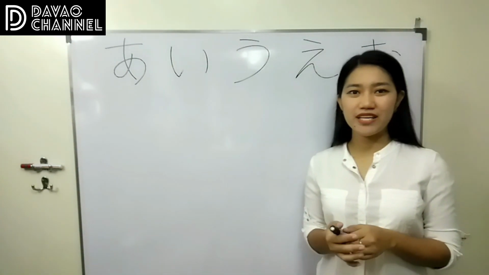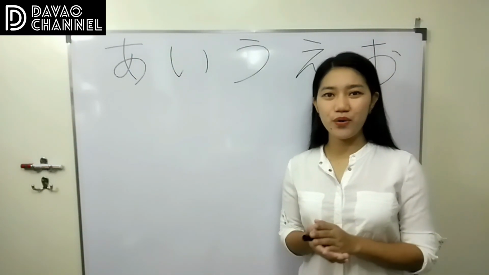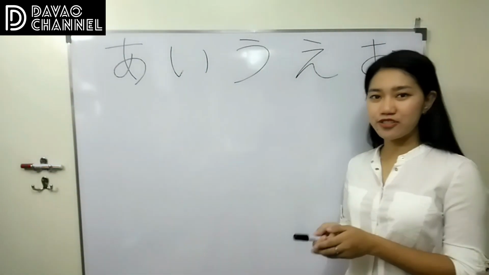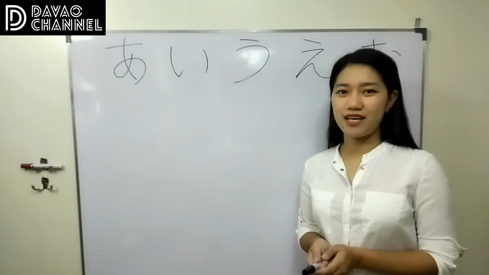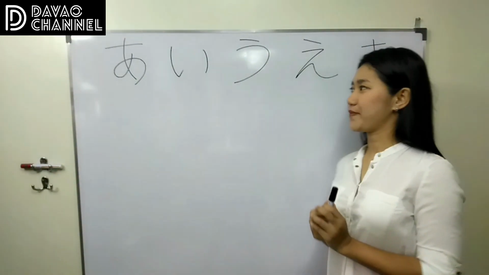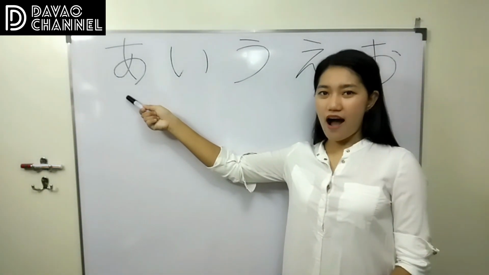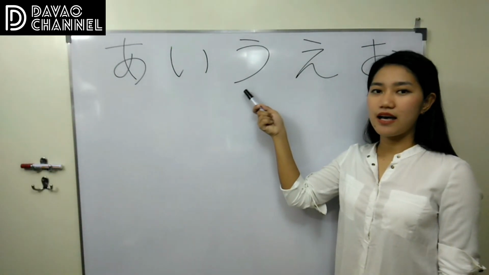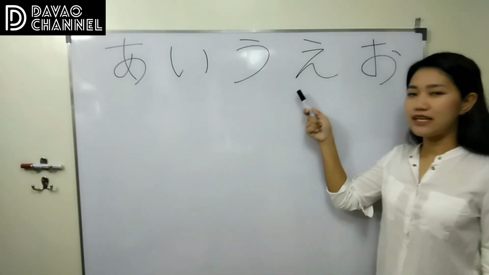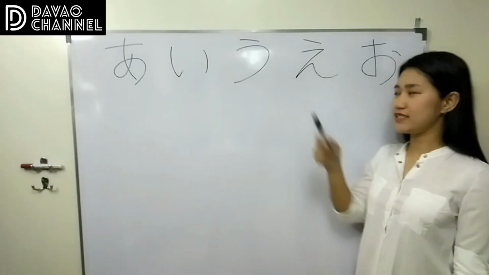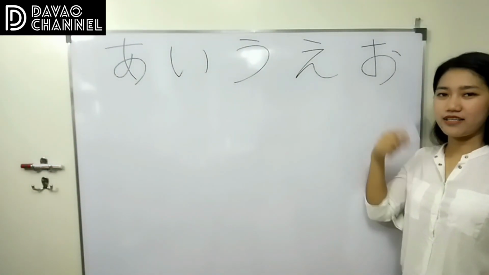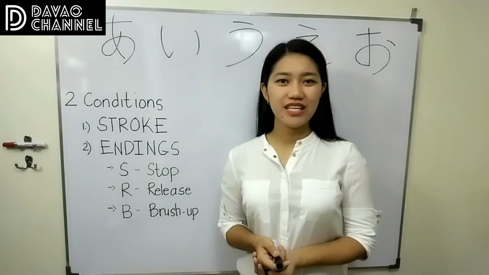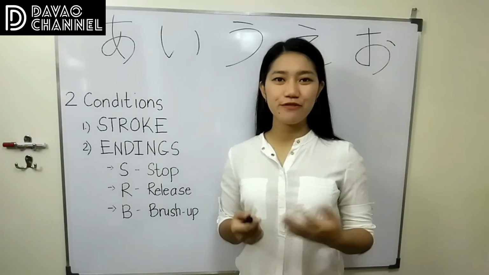Okay, so to make it more exciting, let's do a repeat after me challenge. I am going to pronounce the letter and you are going to repeat after me. Okay? Ready? A, I, U, E, O. Okay, that's it. Very good. We are done with the proper pronunciation of each of the vowels.